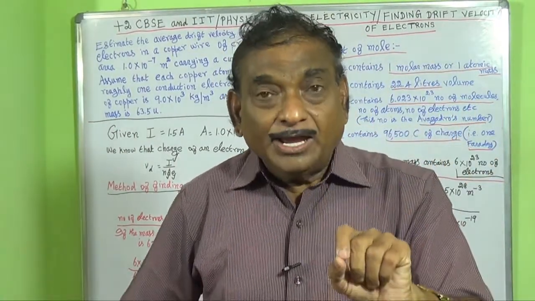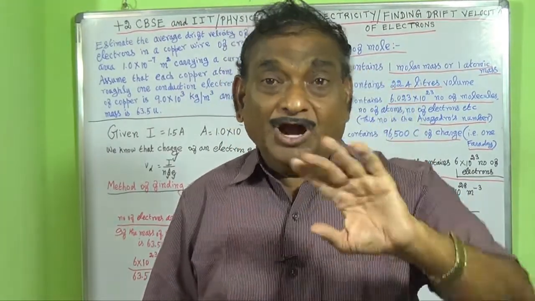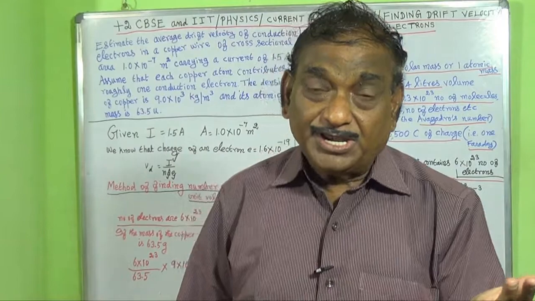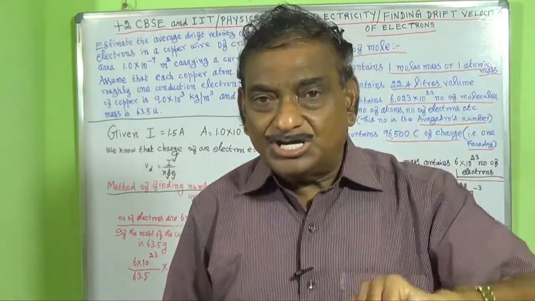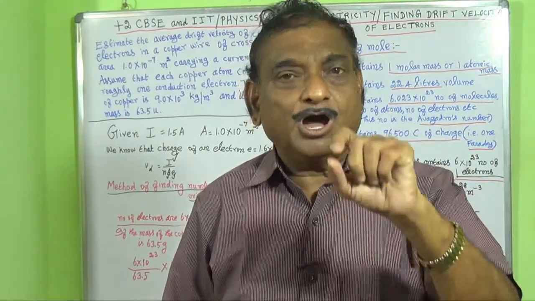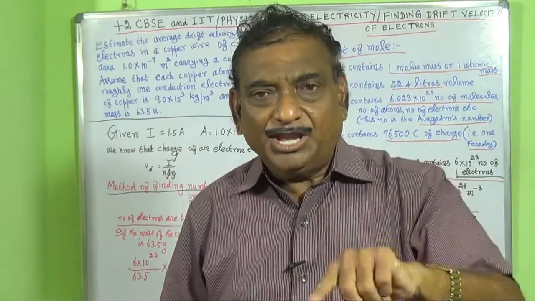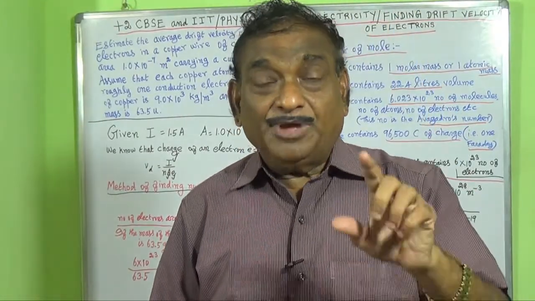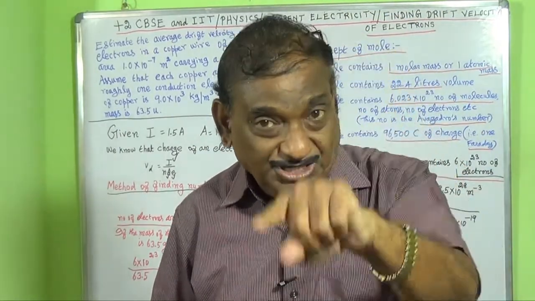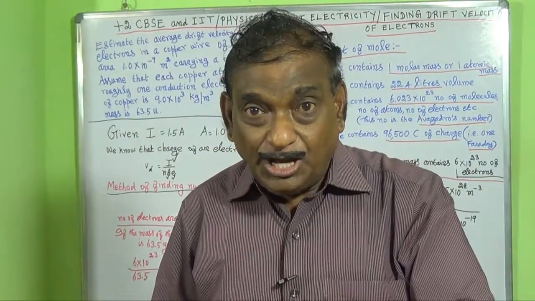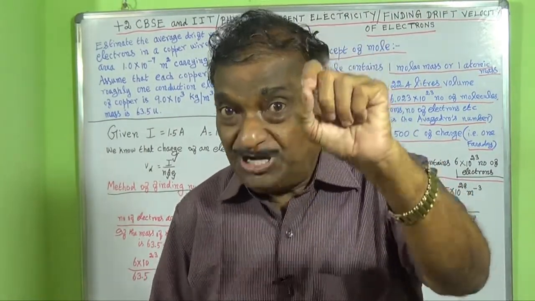You know that the atomic number of the copper atom is 29. What is the electronic configuration? In the case of the copper atom, the maximum number of electrons revolving in the first orbit is 2, in the second orbit is 8, and in the third orbit is 18. So totally 28 electrons we have put in 3 orbits.